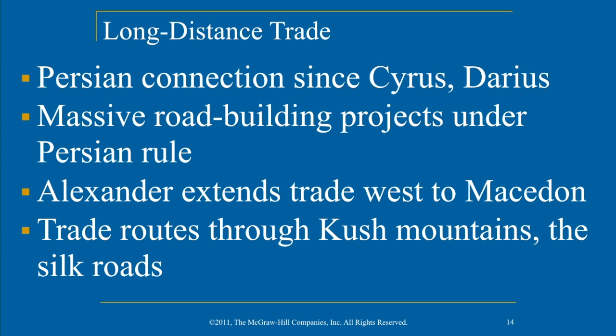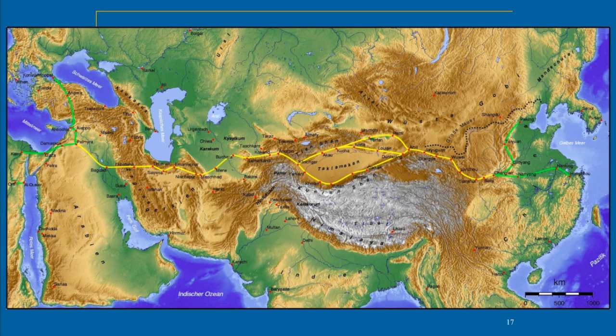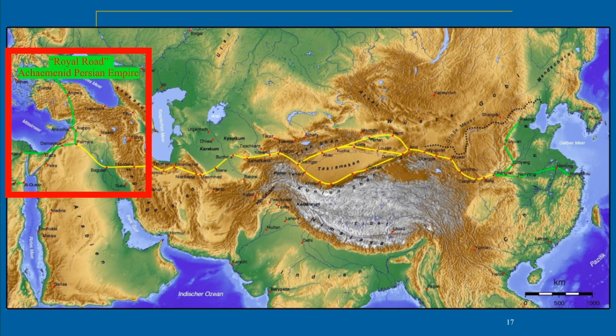But the side benefit of having these massive road building projects is the economic advantage you have by being able to have trade along those roads, and then you would be able to tax them or have tolls along those routes and increase your empire's monies or goods as a result of that. Alexander then extends trade west to Macedon, making this larger long-distance trade network grow, and there are trade routes through the Kush Mountains, the Silk Road. We saw that a little earlier when I showed you the map. Here it is again. Now, first we have what's known as the Royal Road, which is under the Achaemenid Persian Empire.